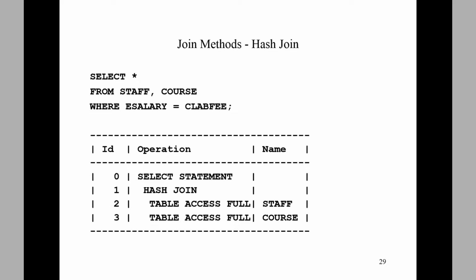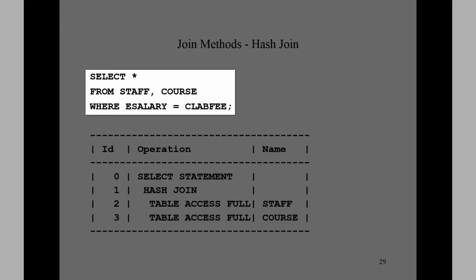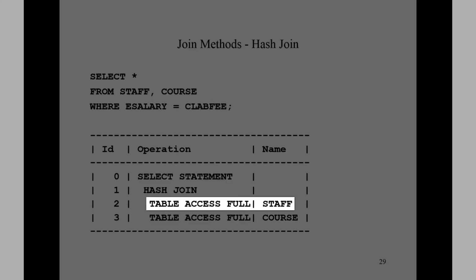We have presented the mechanics of the hash join. Let's now be clear as to how it applies to an actual join. We are joining the staff and course tables based on the values in the eSalary column of staff and the values of the CLab fee column of course. The condition is equality, that is, an equijoin. The entire staff table is read to produce the hash table. So why do we read the entire table? Because we do not know a priori which values will find matches in the other table. Thus, we need to ensure a hash table entry for all values present in this table.